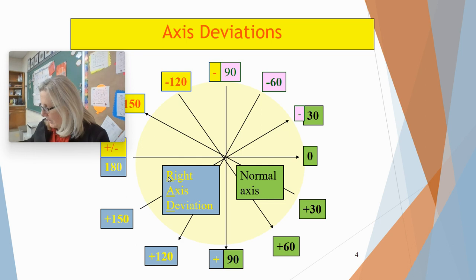So let's color that one in. I'm going to use my pink, I think, for this one. I'm using 3 different colors. You do not have to; shade it however you think works best for you. And this is going to be called the right axis deviation.